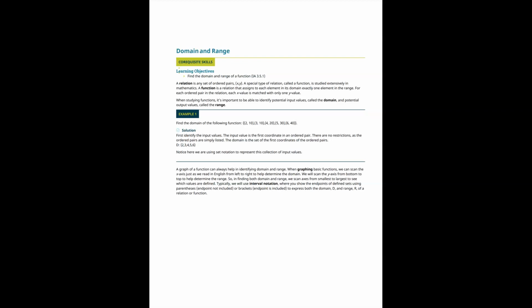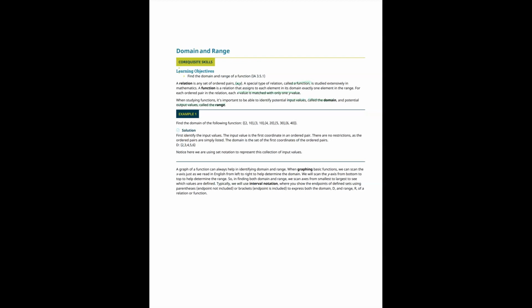Relation, we've already talked about this, is a set of ordered pairs, x and y. A special relation is a function, right? And that is special because for every x value, there is exactly one y value. So now let's talk about the domain and range. When studying functions, it's important to be able to identify the potential input values, which is called your domain, and the potential output values, which is called your range.